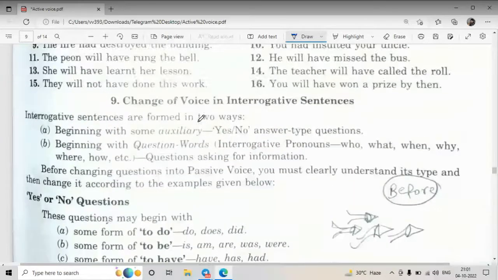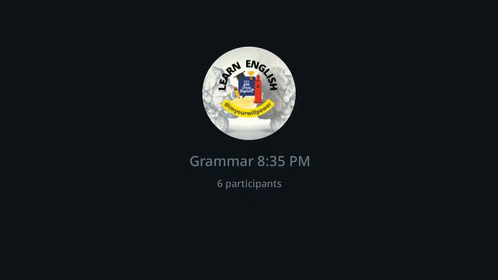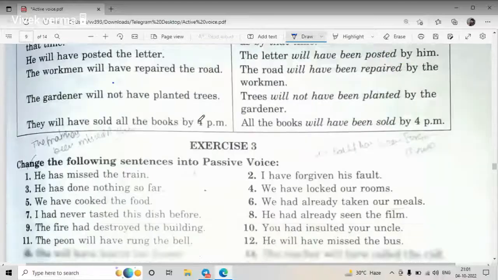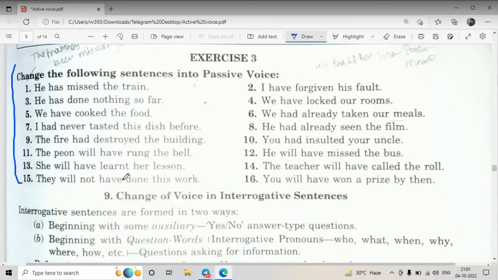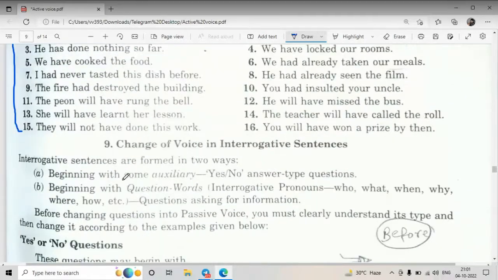Now I'm moving forward to some more things in this. Here, the active voice and passive voice have been completed. Now these are some exercises, and you have to practice all these on your own. And now I'm moving forward to some more points. These are some additional things.